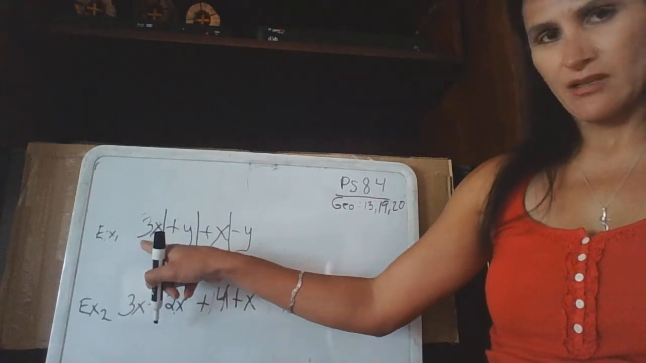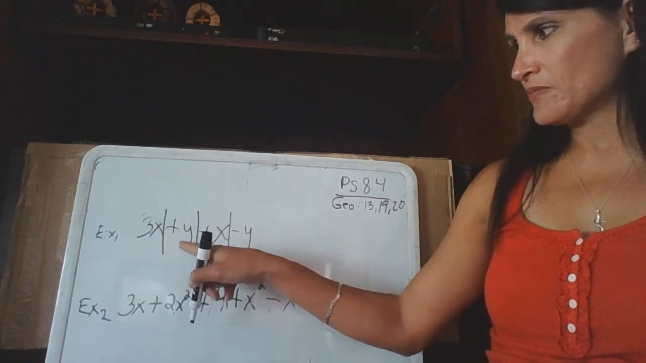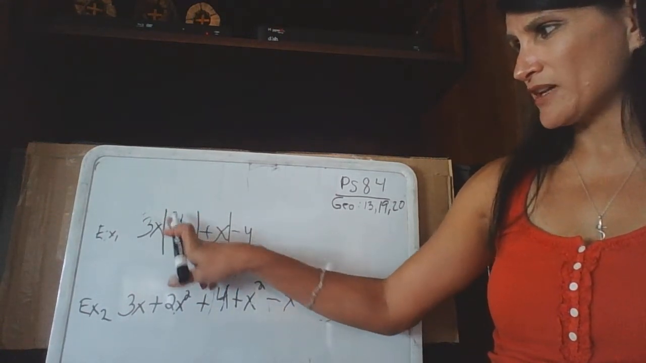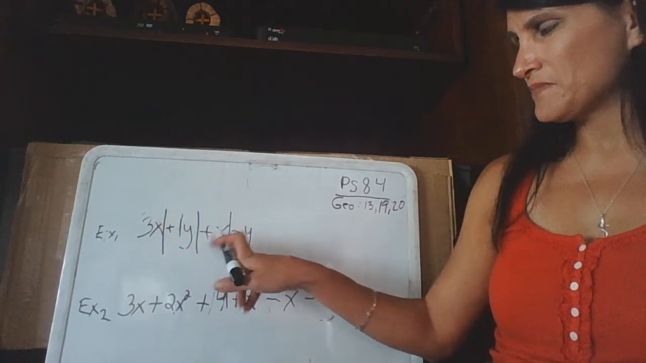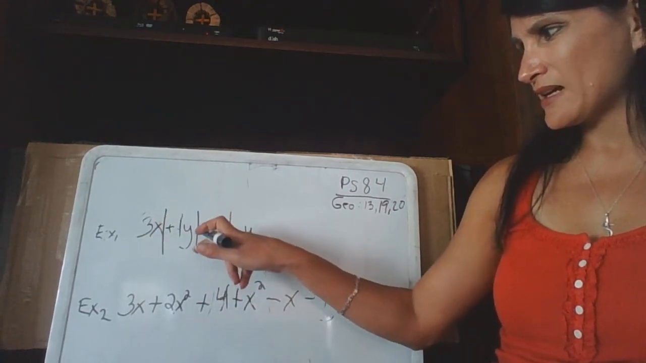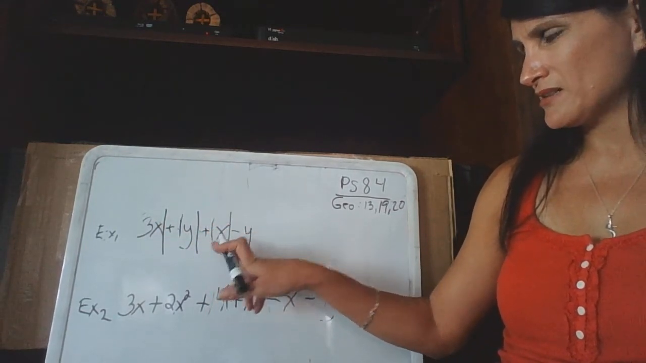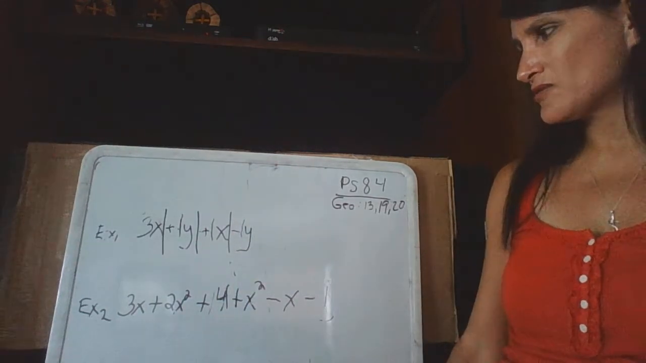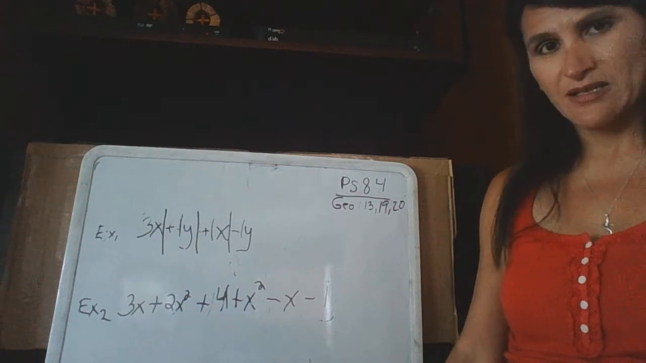So this has a coefficient of 3, but the y does not. So I'm going to insert a 1 to help me simplify that expression. This x also does not have a number, so I'm going to put a 1 to help me simplify that expression. And then I'm going to insert a 1 on the negative y to help me simplify that expression.